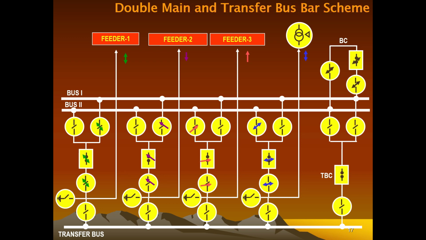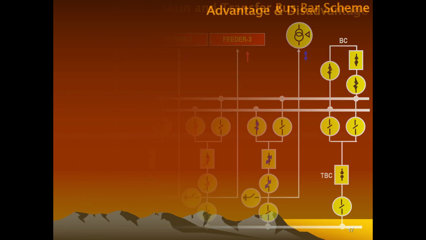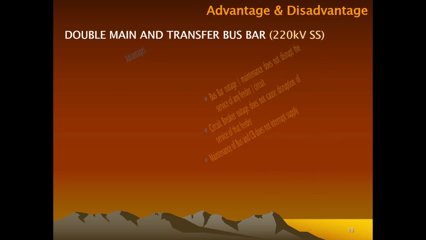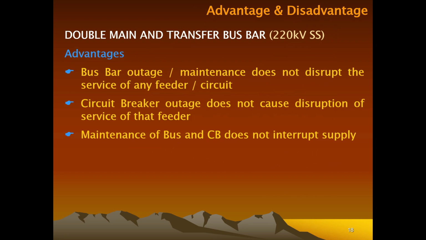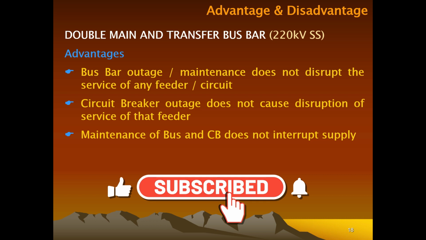So now this is the same thing that I have already explained. Now, what are the advantages? The advantages are bus bar outages and maintenance do not disrupt the service of any feeder. Second thing, the circuit breaker outage does not cause disruption of service of that feeder.